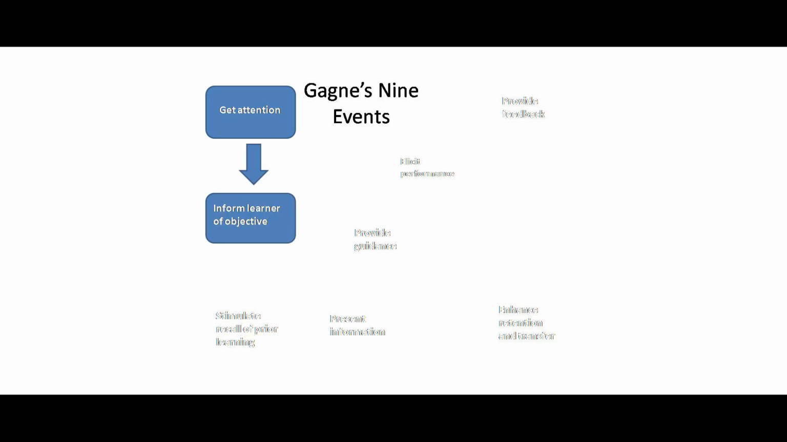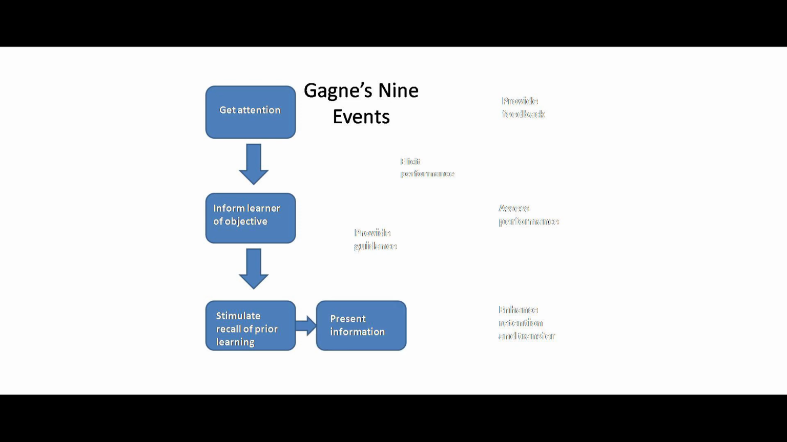The second one is informing the learner of the objective. Early in each lesson, students should encounter a list of learning objectives. This initiates the internal process of expectancy and helps motivate the learner to complete the lesson. The third point is stimulating recall of prerequisite learning. Associating new information with prior knowledge and personal experiences and getting the learners to think about what they already know can facilitate the learning process.